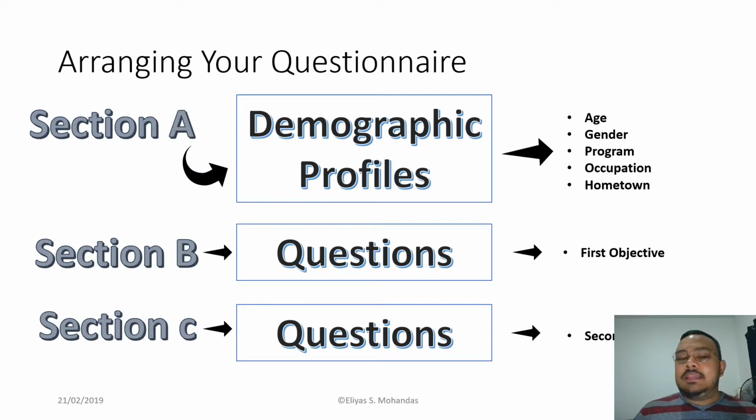Now, section B, section C, and so on and so forth, we design the questions based on the objectives. So if you have two objectives, then there should be section B for objective number 1 and section C for objective number 2, so that when you do your analysis, it will be much easier. All right, believe me, we'll come to that part later on.